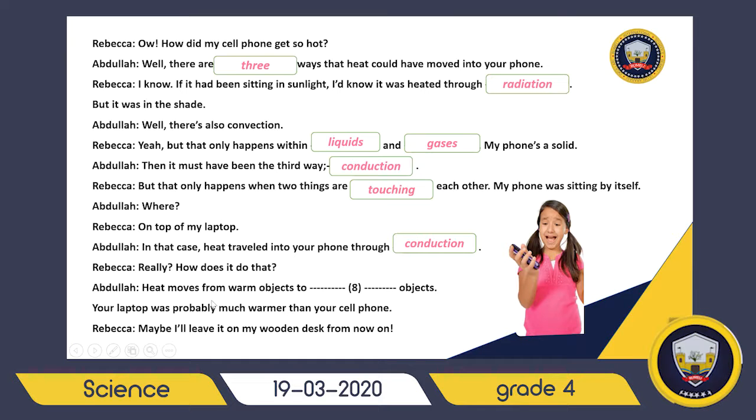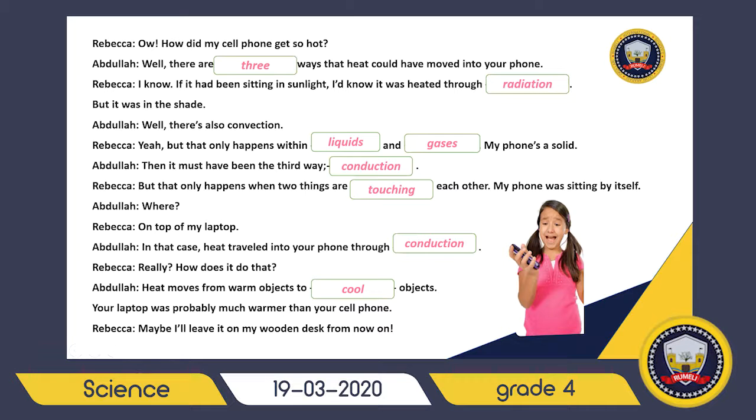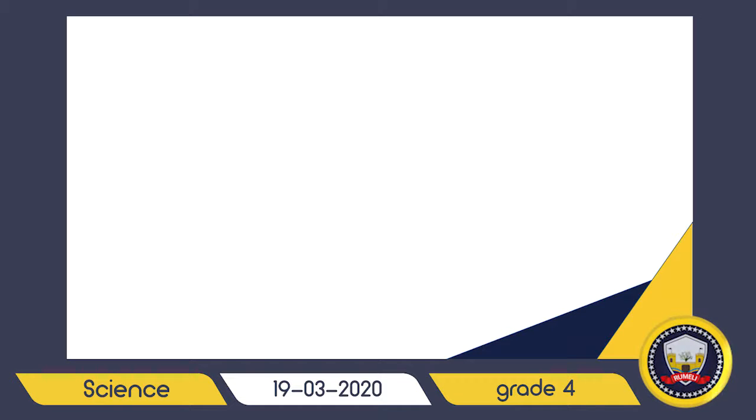Abdullah said, "Heat moves from warm objects to cool objects. So your laptop was probably much warmer than your cell phone. That's why it is transferred by conduction." So Rebecca said, "Finally, maybe I'll leave it on my wooden desktop from now on." Okay, I hope you have done this correctly. If it is not correct, you can correct the wrong answers of your homework. So now let's remember together the main points of lesson 3.